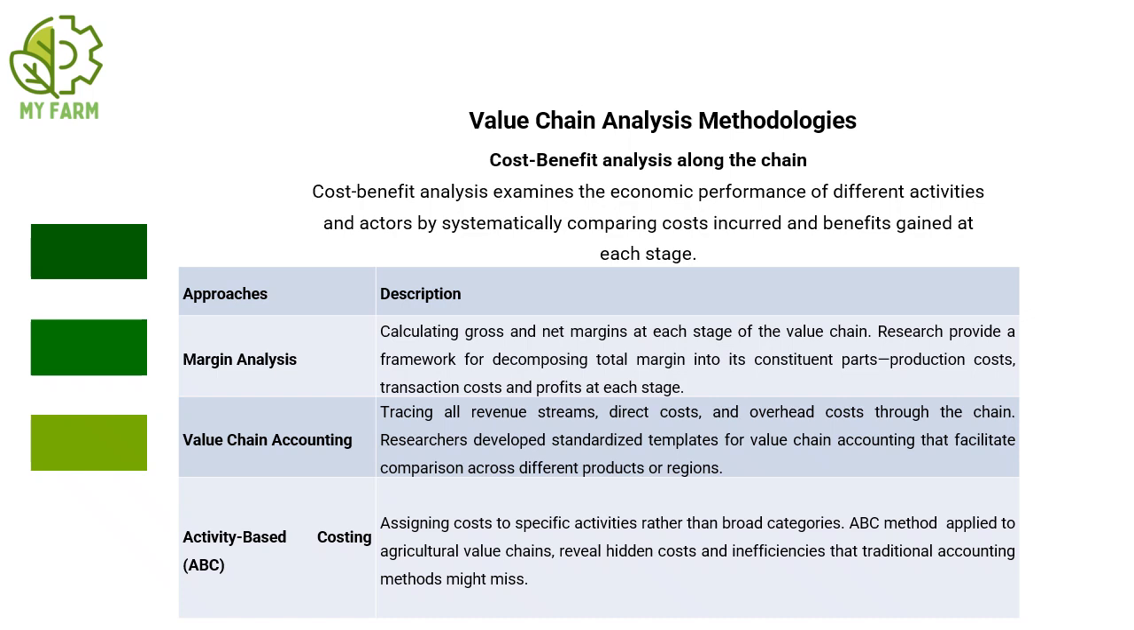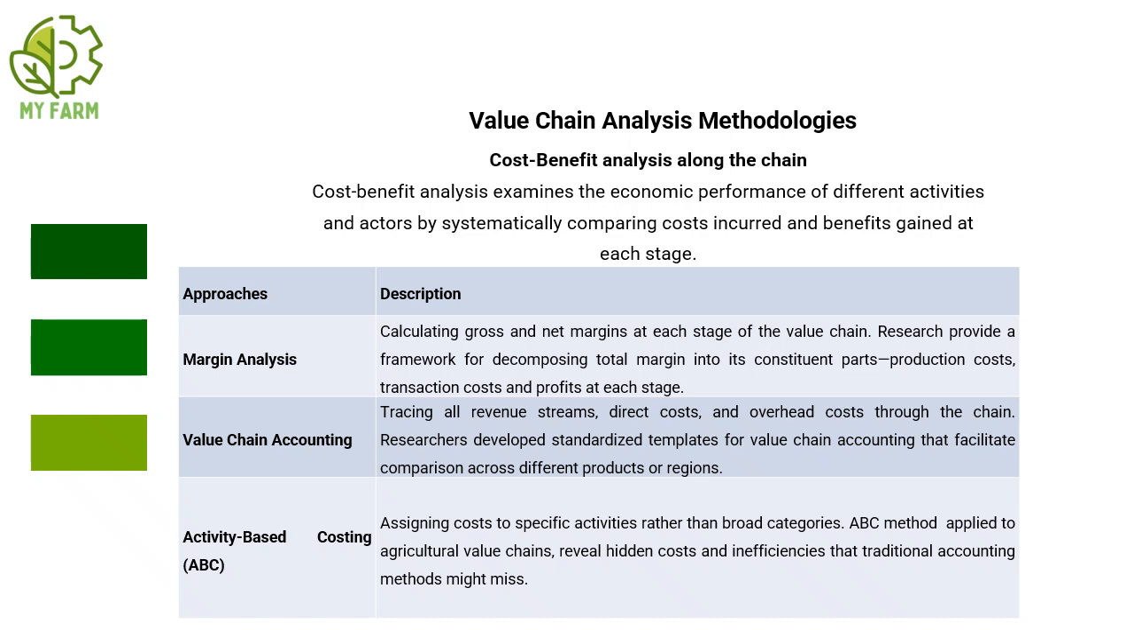Cost benefit analysis examines the economic performance of different activities and actors by systematically comparing costs incurred and benefits gained at each stage. This quantitative analysis is crucial for understanding value distribution. Margin analysis calculates gross and net margins at each stage of the value chain. This reveals where value is being captured and by whom. Value chain accounting traces all revenue streams, direct costs, and overhead costs through the chain. Standardized templates facilitate comparison across different products or regions, enabling benchmarking and identification of best practices.